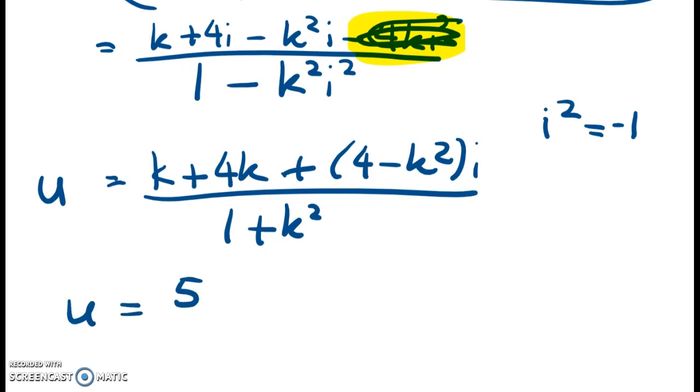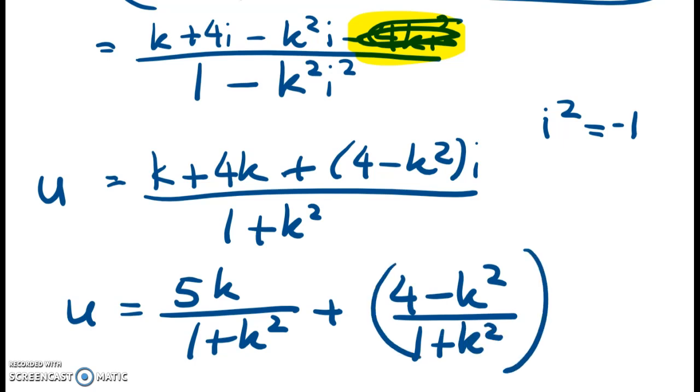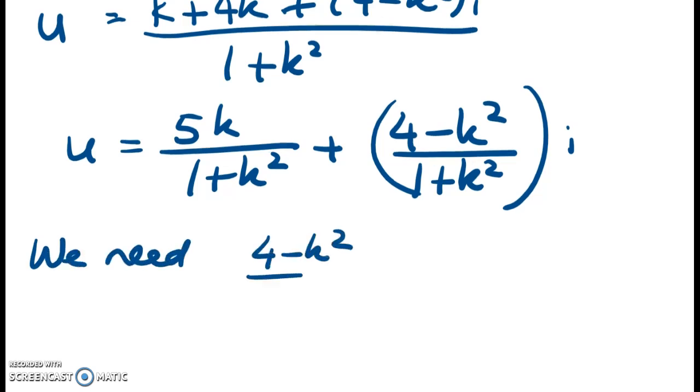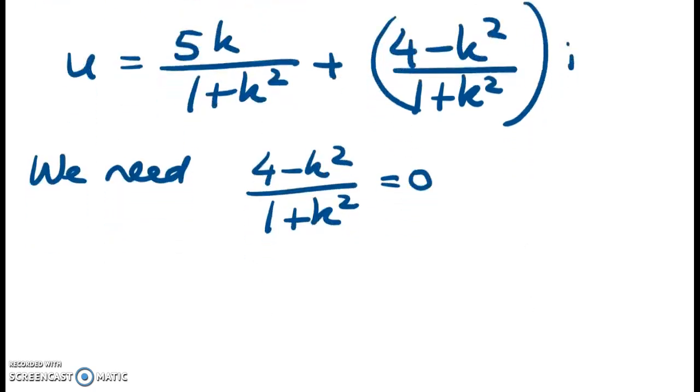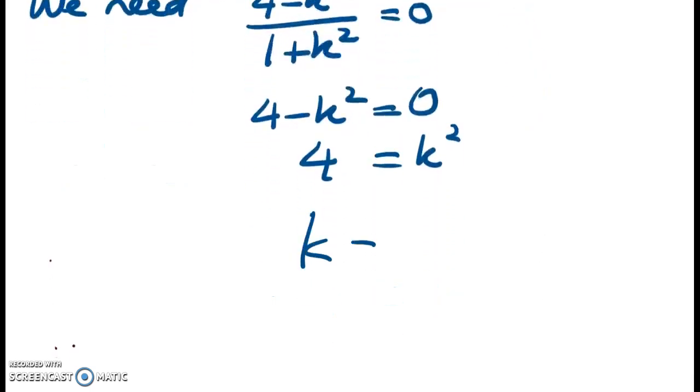u is equal to 5k over 1 plus k squared plus the bit we're interested in, (4 minus k squared) over (1 plus k squared) i. So for u to be purely real, we need (4 minus k squared) over (1 plus k squared) equals 0. We can multiply through by 1 plus k squared, giving me 4 minus k squared is 0. 4 is equal to k squared, so k is equal to 2 or -2.